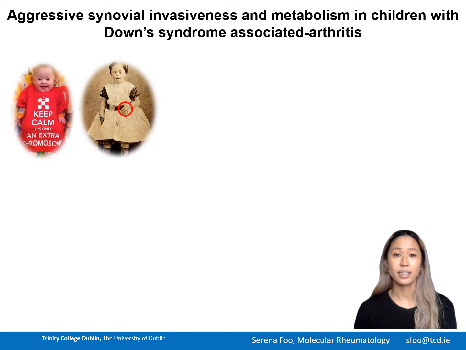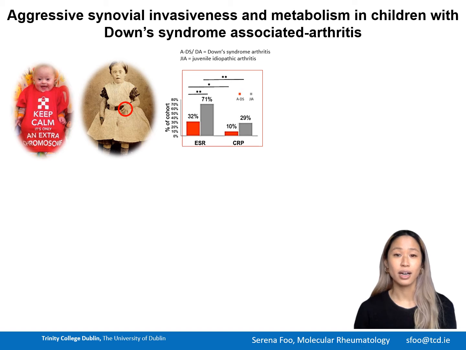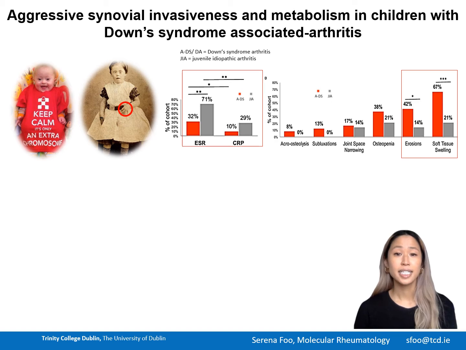Over the last 5 years, Children's Health Ireland in Crumlin, led by Dr. Orla Killeen, ran a nationwide screening clinic for children with Down syndrome. They demonstrated that it was hard to diagnose the disease because only a small percentage of them show an increase in the inflammatory markers ESR and CRP in comparison to juvenile idiopathic arthritis. This is in stark contrast to the site of inflammation because DA actually scores higher in terms of erosive disease and soft tissue swelling in comparison to JIA.